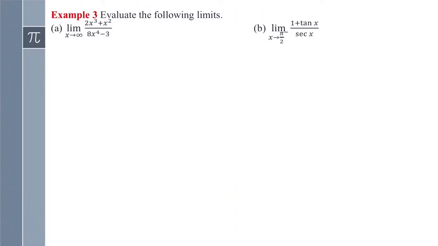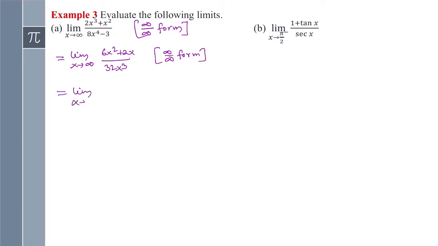Now let's evaluate this limit. If x is approaching infinity, then obviously the numerator goes to infinity, the denominator goes to infinity, so we have infinity over infinity. Now let's go ahead and use L'Hopital's rule. 6x squared plus 2x over 32x cubed. Again, this is still infinity over infinity form. That means we keep going on.